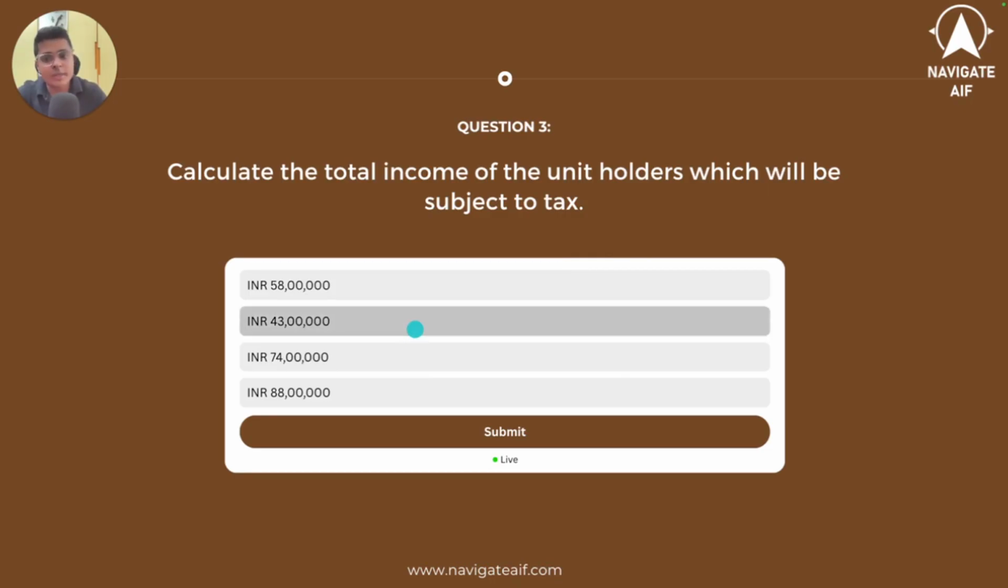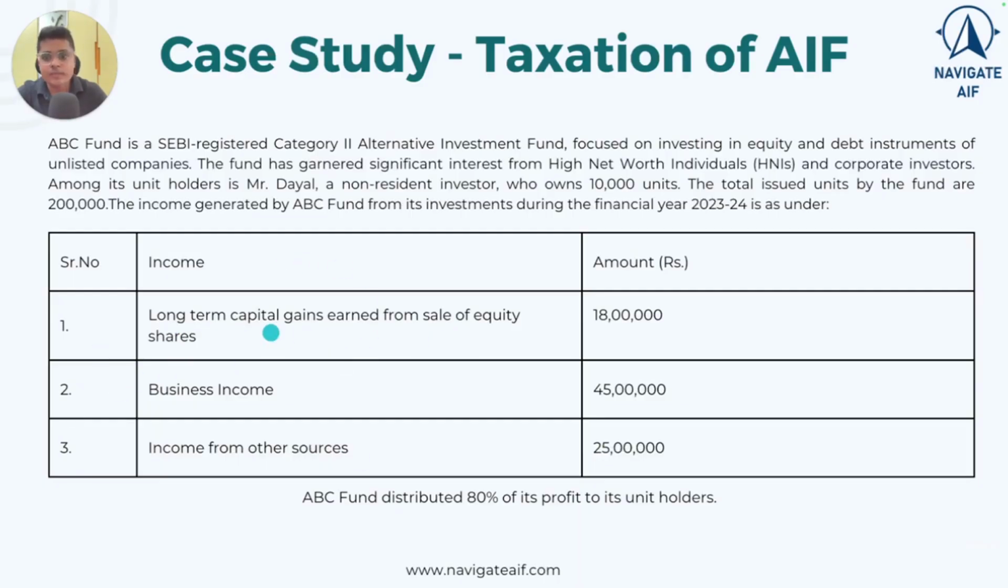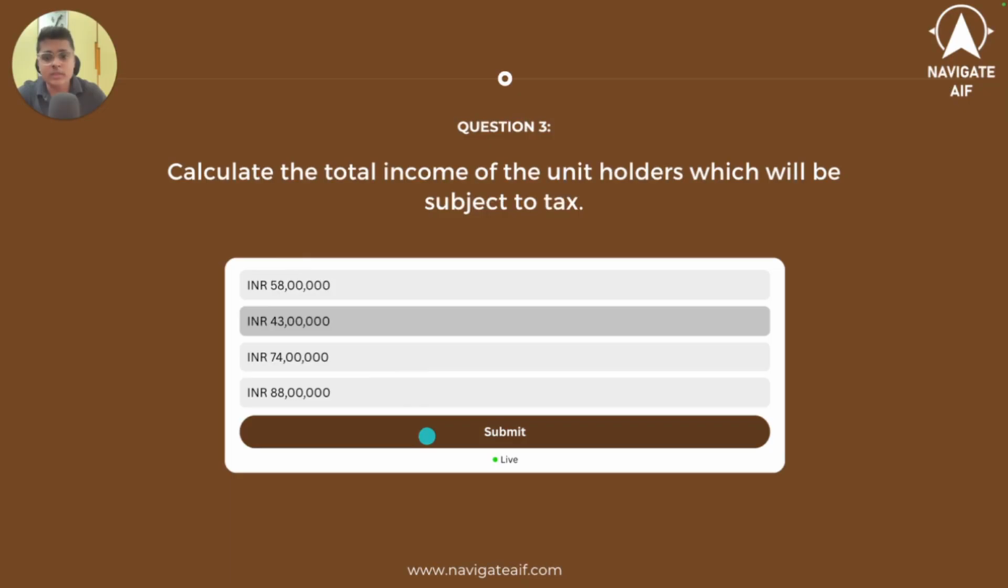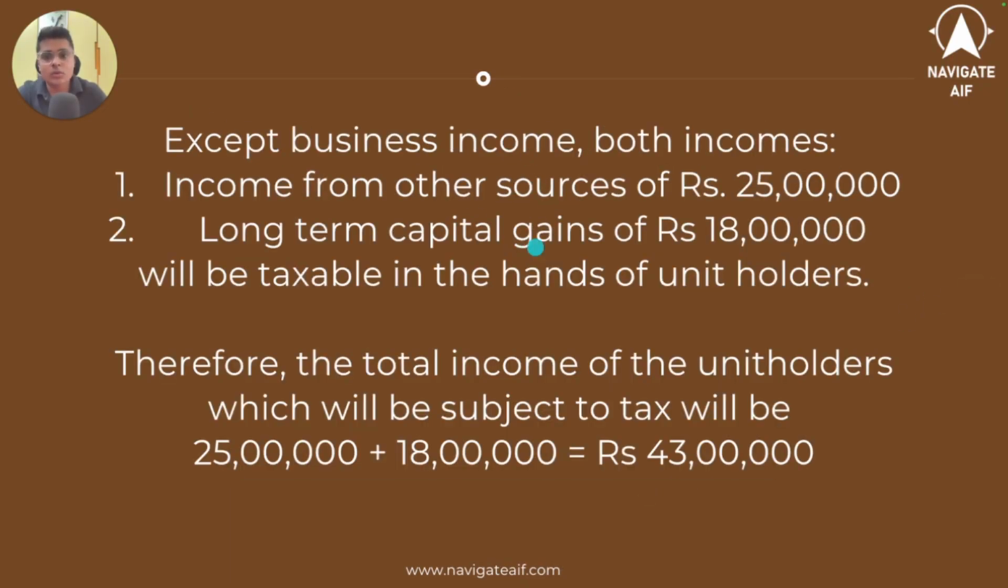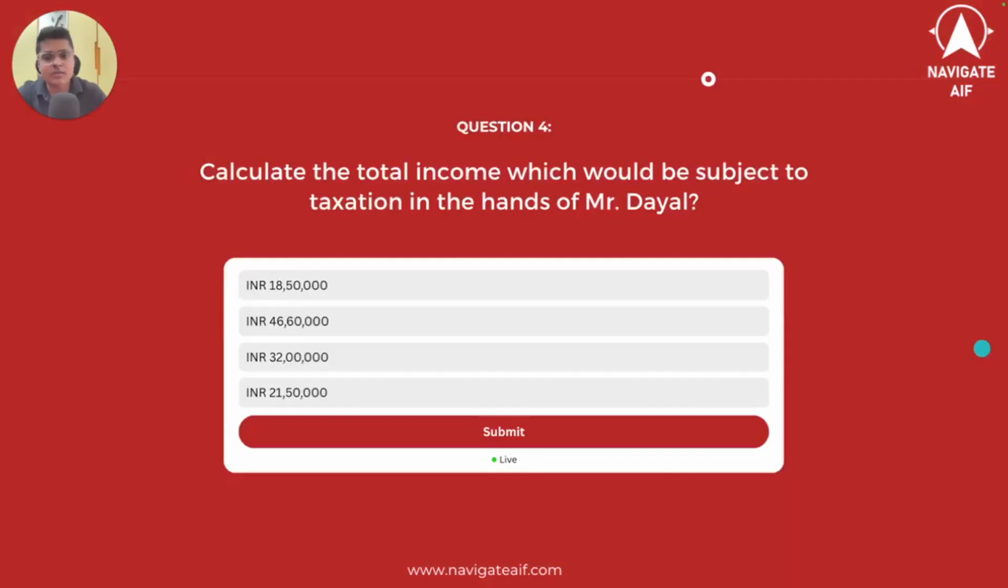So that should simply be 43 lakh rupees as we discussed already, because the remaining income is LTCG, so long-term capital gains income and income from other sources, that is 18 plus 25 lakhs. You can simply do this on the back of your hand and know that it is 43 lakh rupees. So that's the correct answer. So except for business income, both other sources are taxable and we get this answer. Very simple question. Now let's discuss question 4.